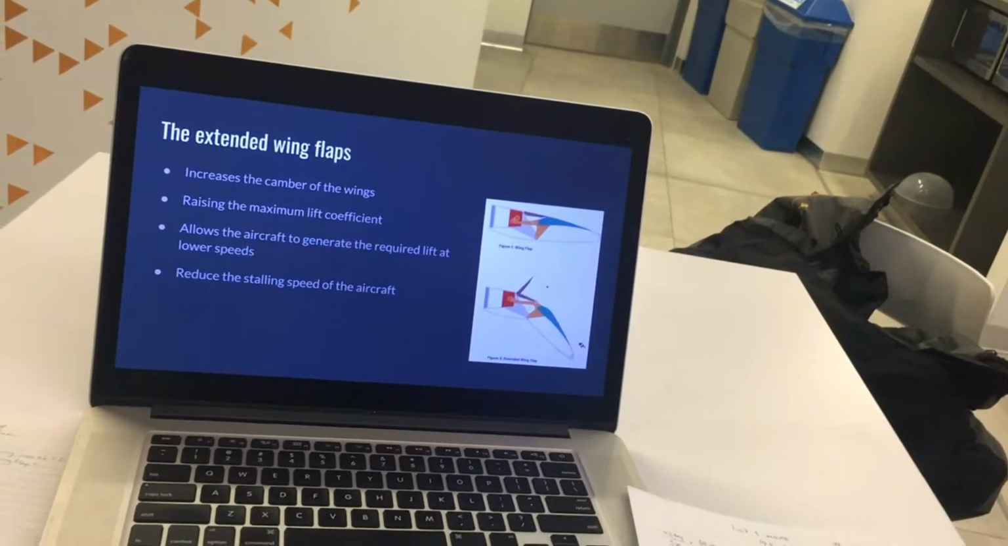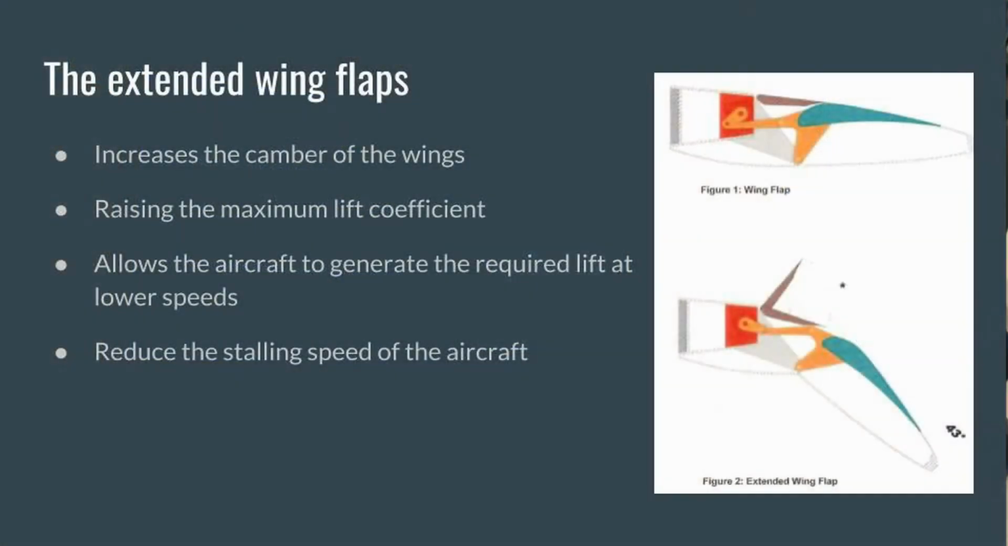The extended wing flaps increase the camber or curvature of the wing, raising the maximum lift coefficient, and it allows the aircraft to generate the required lift at lower speed. It also reduces the stalling speed of the aircraft and reduces the minimum speed at which the aircraft will safely maintain flight.